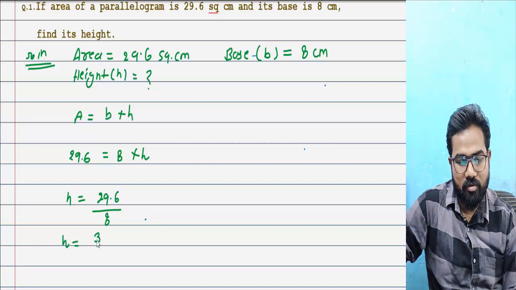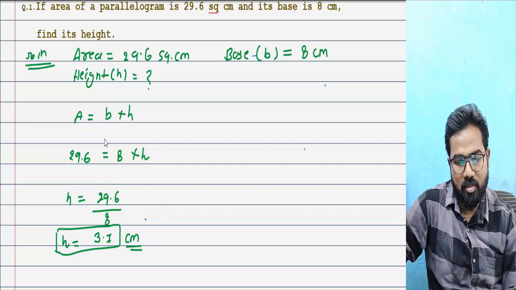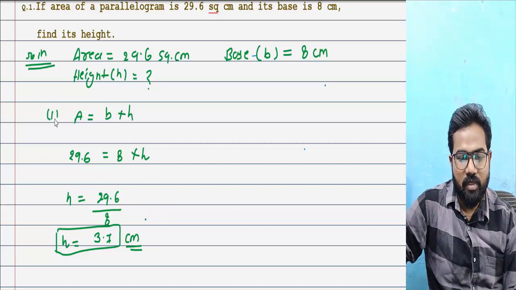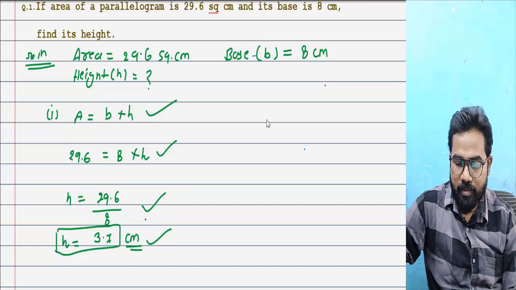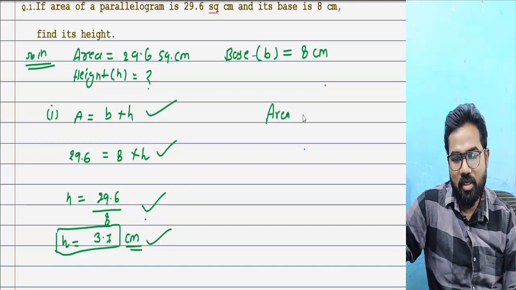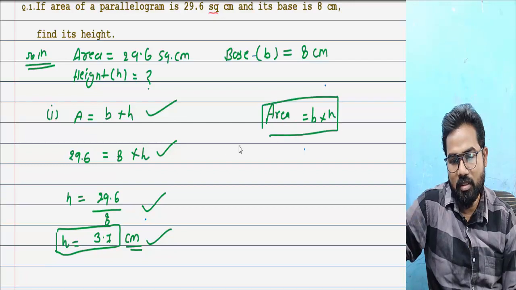So h equals, you can get over here, 8 3s are 3.7. So divided by 8 you are getting 3.7, and it will be in centimeters. So the only thing is that you just have to put the formula, substitute the values and calculate, and you will get the height of the parallelogram. So the basic formula is area of the parallelogram equals base into height. This is the area of the parallelogram.